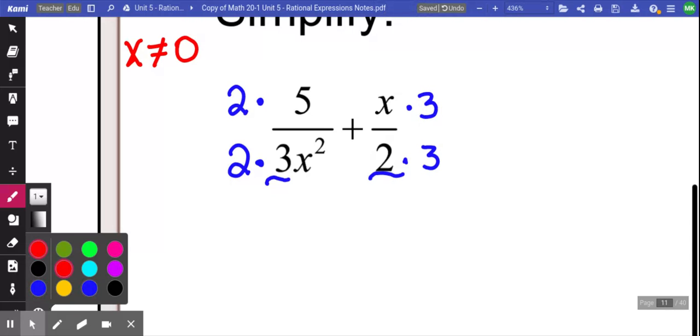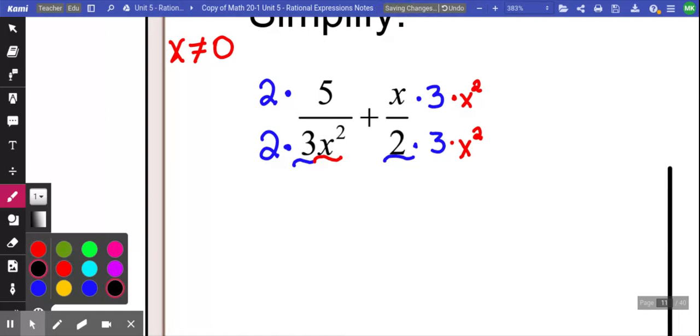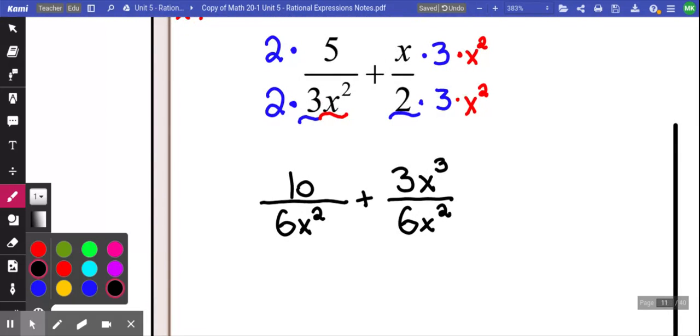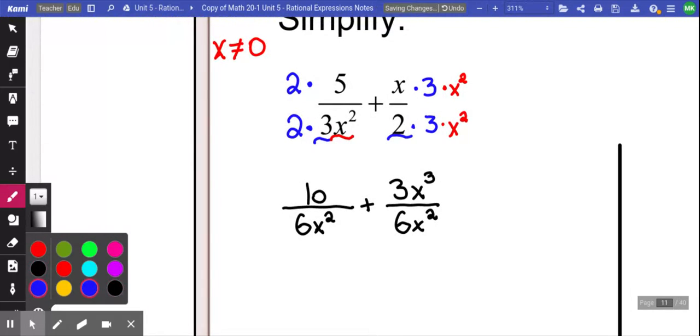Then I'm going to look at the letter on the bottom, and I'm going to do the same thing. So the first fraction has an x squared on the bottom. The second fraction has no x squared, so I need to multiply it by x squared on the bottom. And what I do to the bottom, I do to the top. This will give me 10 over 6x squared plus 3x to the power of 3 over 6x squared. And you can see we successfully now have a common denominator.